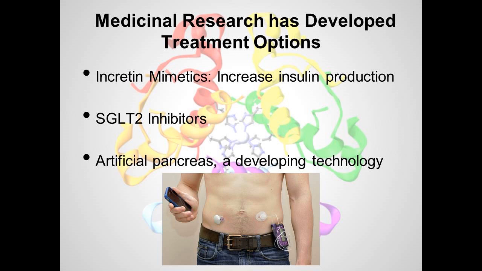Sodium glucose cotransporter 2 inhibitors, or SGLT2 inhibitors, function to effectively flush more sugar into the urine through the kidneys. The Food and Drug Administration approved this type of treatment as a medication about 3 months ago, and it is currently facing more testing to ensure its safety for humans.